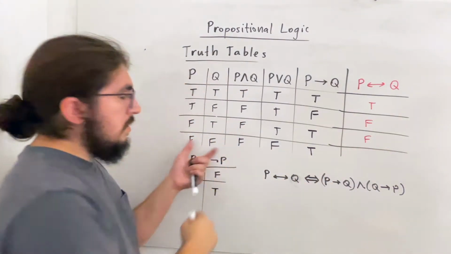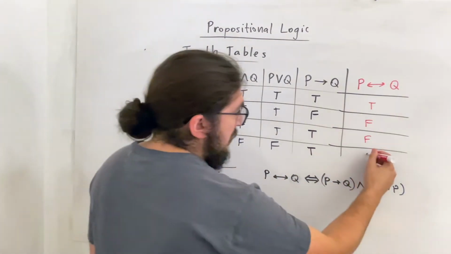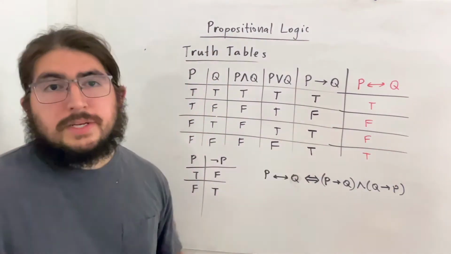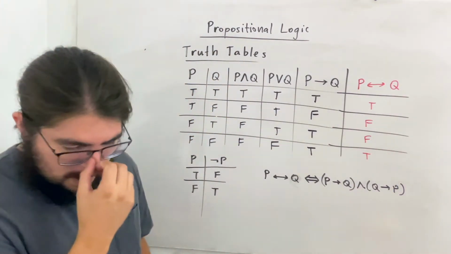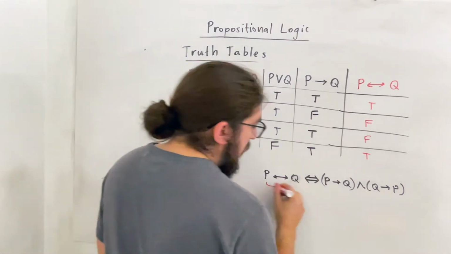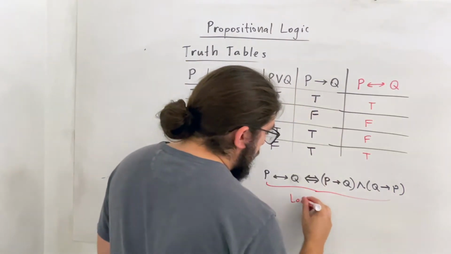And false can imply false, so both ways that's true. So that's what the truth table looks like for a biconditional statement. Okay, now here we see these two statements are what are called logically equivalent.